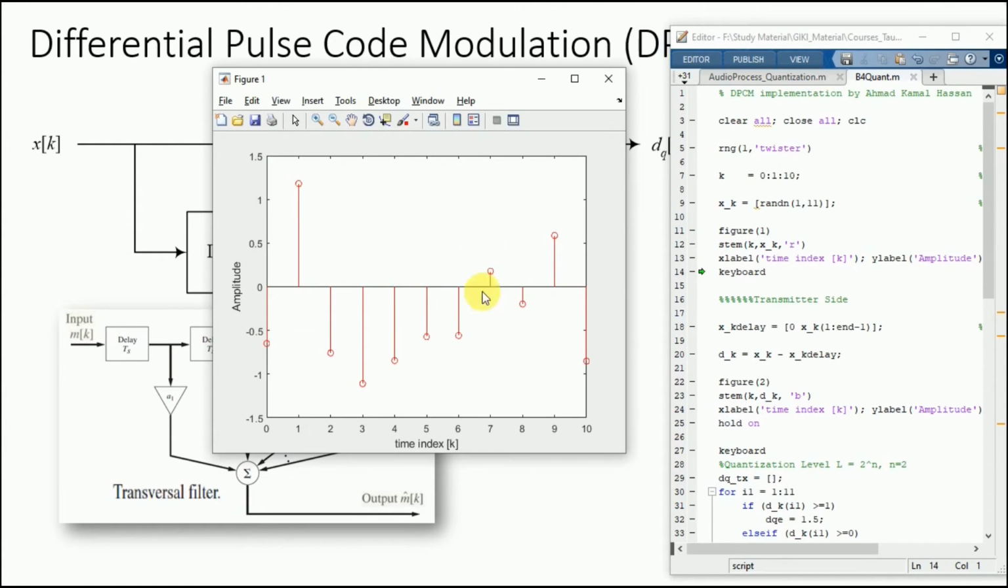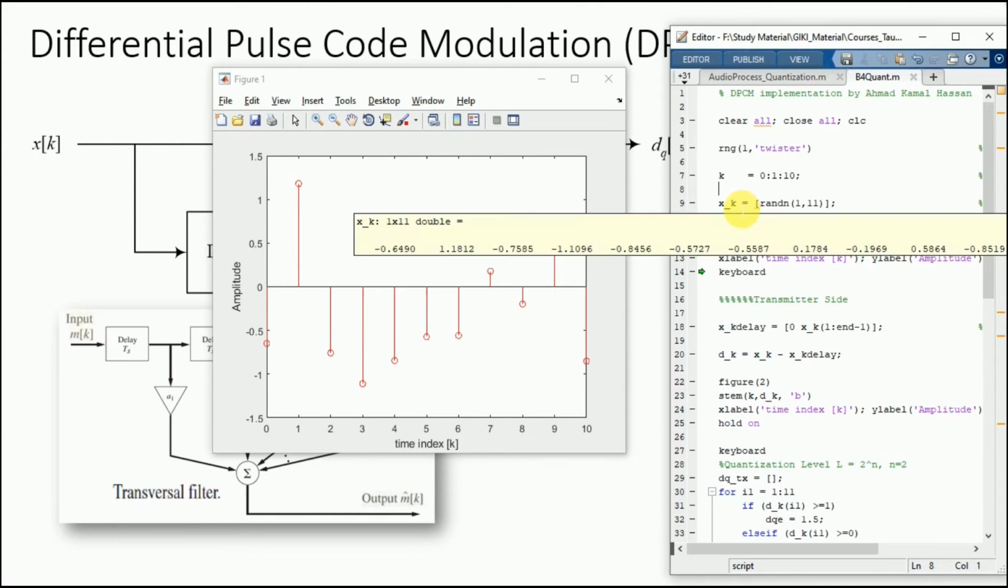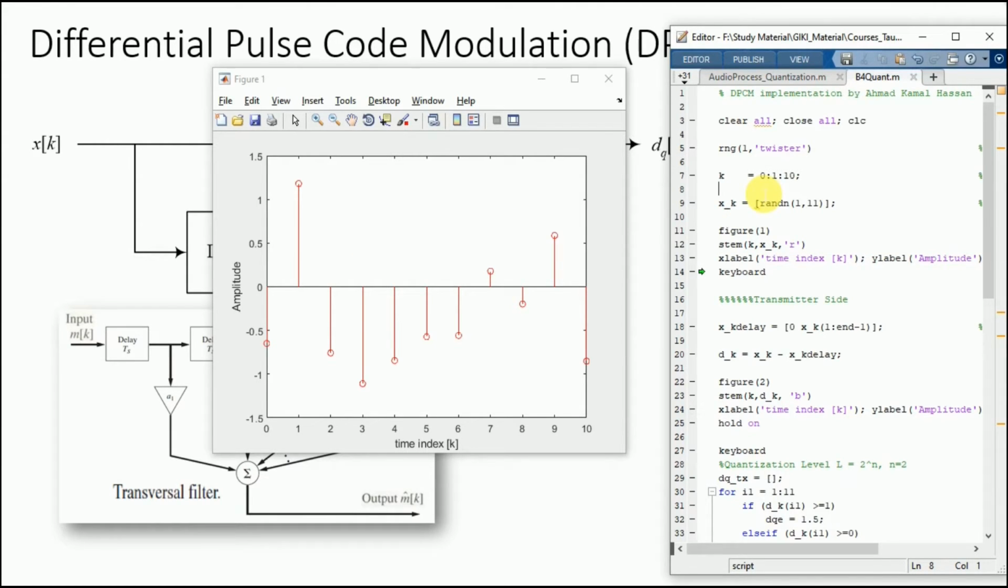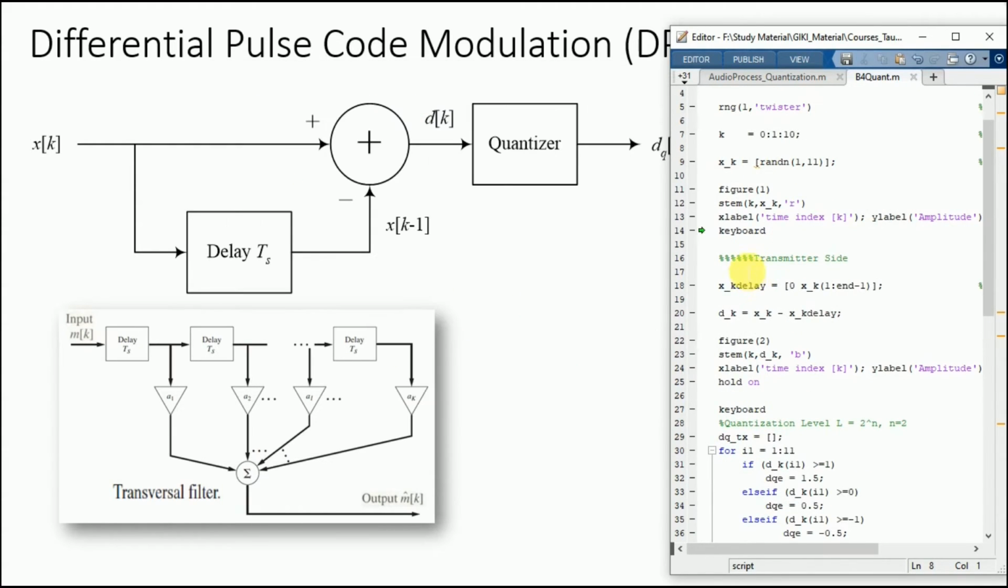This is our figure 1, and this is our input signal x of k. Note that for simplicity only I have used a random generation for the input. Otherwise, for an audio signal or an image signal you can use audioread or imread, and then you can perform a similar set of simulation. On the transmitter side we now have the input, x of k in line 9.